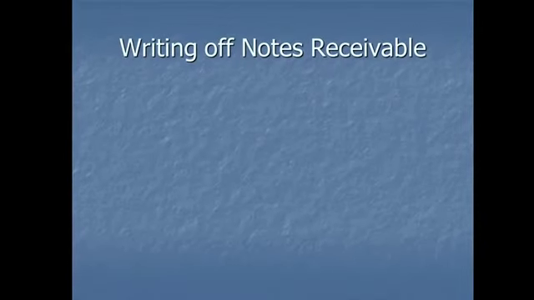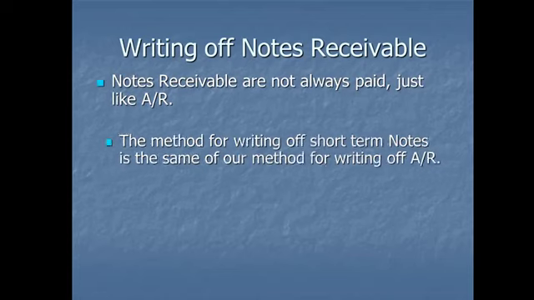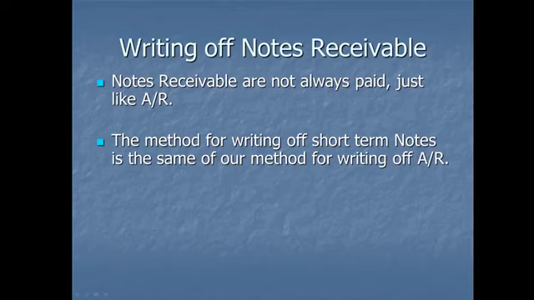First, sometimes we have to write off notes receivable just like we do accounts receivable, because people are going to rip us off. It's just the way it is. The method for short-term notes is exactly the same as the method that we use for accounts receivable. We have an allowance for bad debt account, we have a bad debt expense account. Sometimes we lump the expenses together, but we keep a separate allowance for accounts and notes receivable.